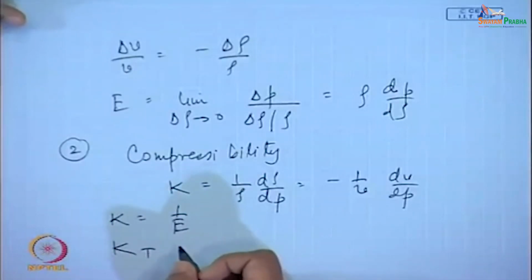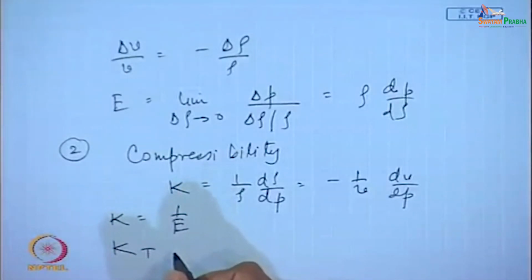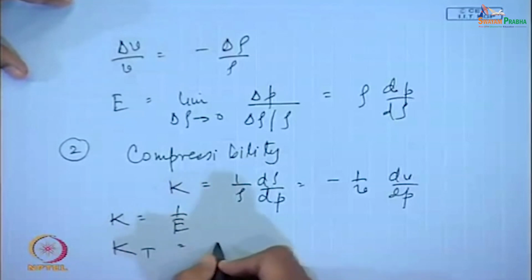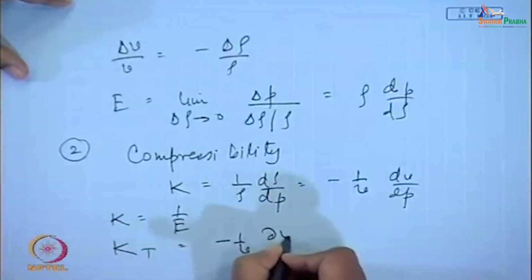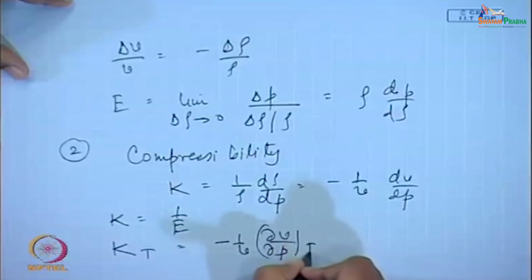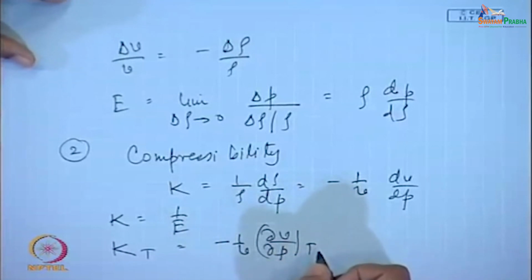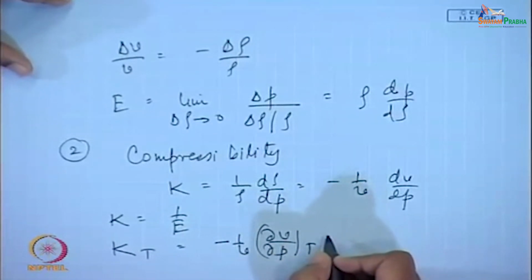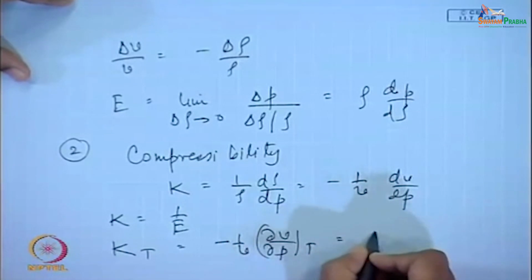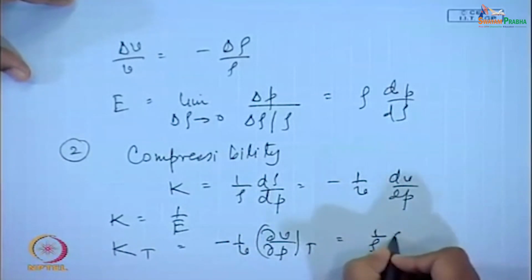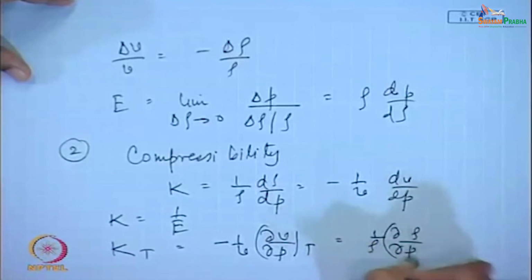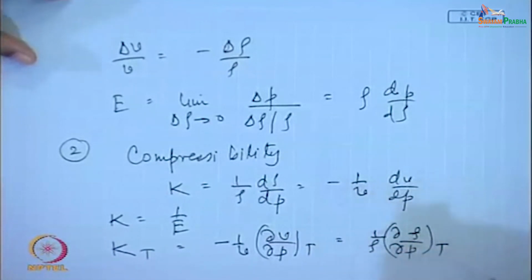We have to define the isothermal coefficient of compressibility. In other words, this is defined in this particular form, where this can be written down as minus 1 by V del V del P at constant T. This is the correct definition, or in other words, this can be written down as 1 by rho del rho del P at constant T. I hope you can differentiate between rho and P that I have written down.